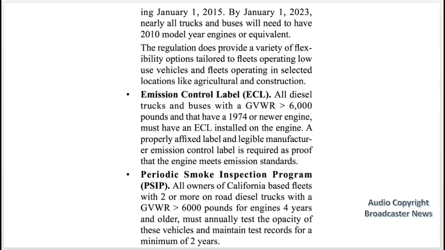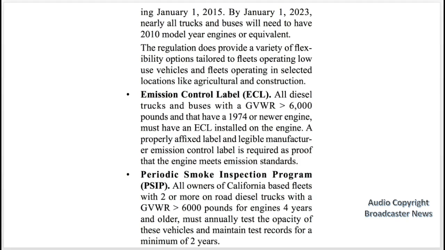Emission control label. All diesel trucks and buses with a gross vehicle weight of 6,000 pounds that have a 1974 or newer engine must have an ECL installed on the engine. A properly affixed and legible manufacturer emission control label is required as proof that the engine meets these emission standards.